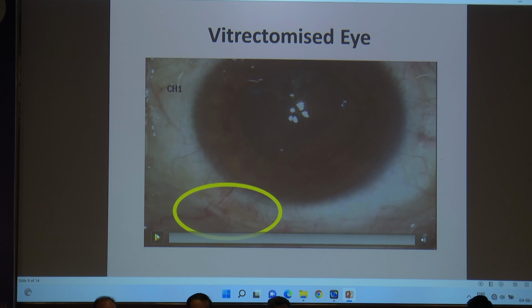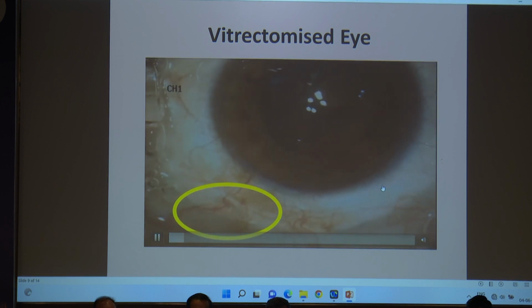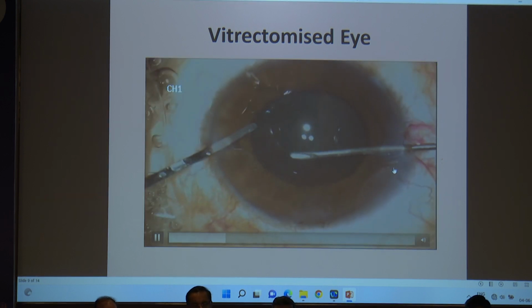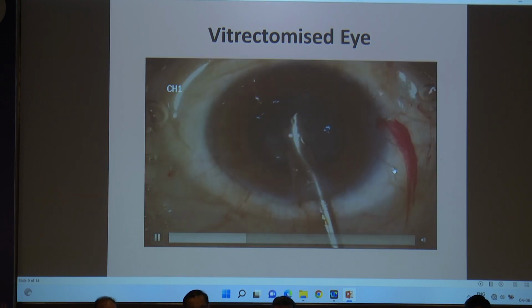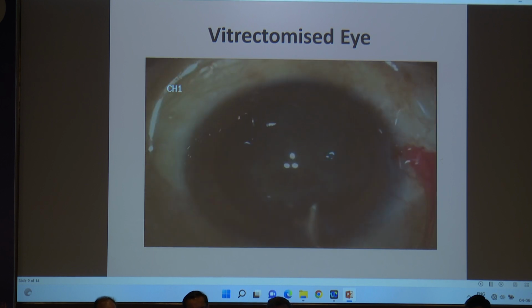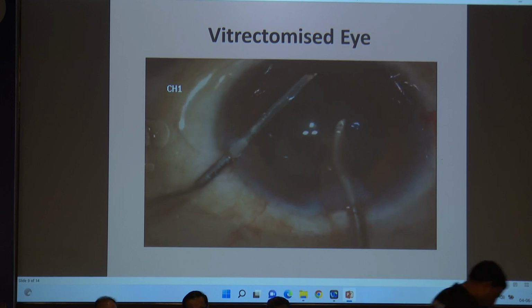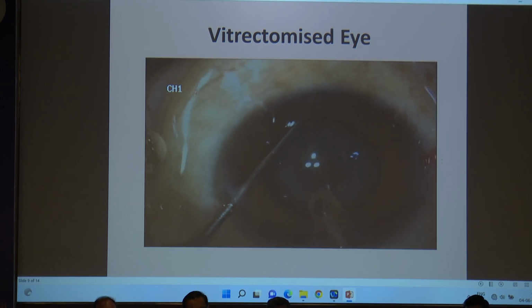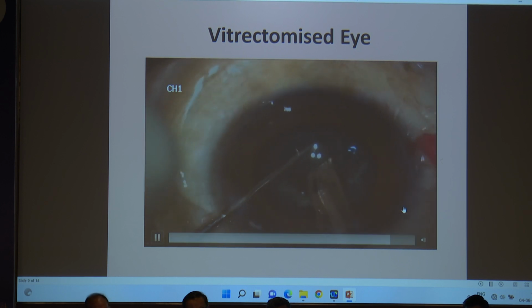It is a post-vitrectomy eye. You can see the port scar here and on this side also. And the moment I went into the anterior chamber, again the same thing happens. So here again I am going to use the iris spatula, or you can use any other instrument, just to reverse this pupillary block, and then you can go ahead with the phacoemulsification.